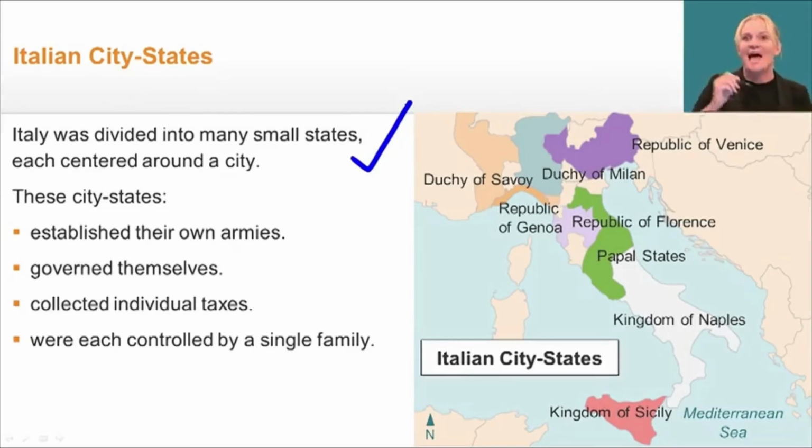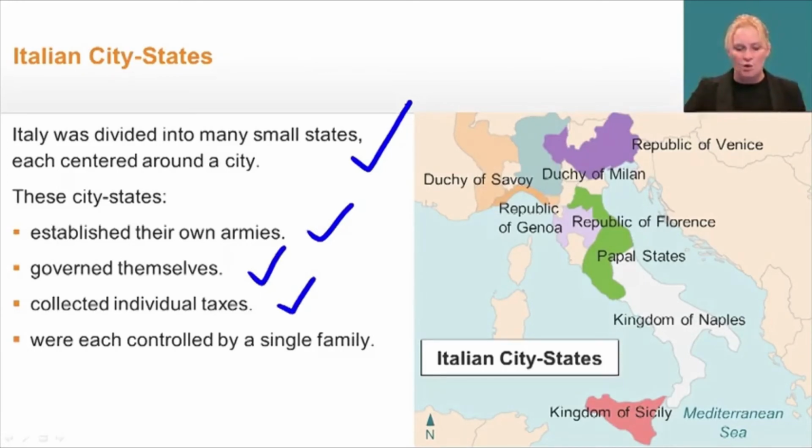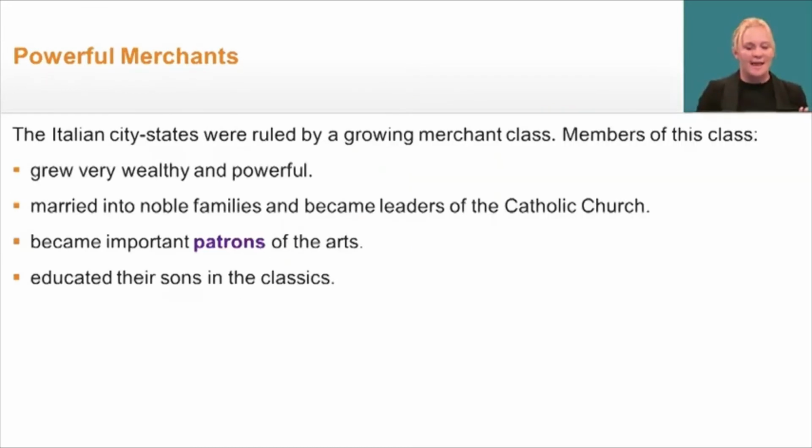These city-states actually established their own armies. They governed themselves, they collected individual taxes for themselves, and they were each controlled by a single family. Now, they were independent of any real central authority, and so this allowed these powerful families to emerge. The Italian city-states were ruled by a growing merchant class. And the members of this class grew very wealthy and very powerful.